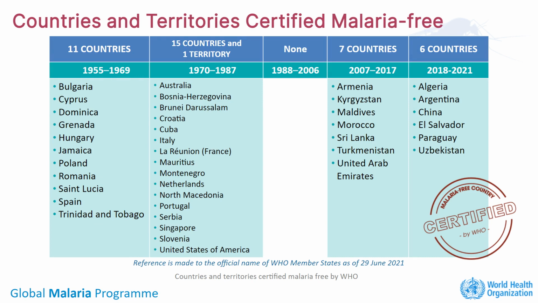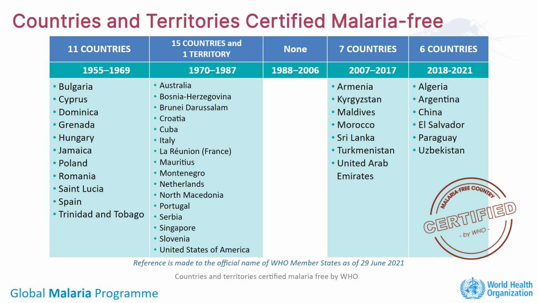This is an overview of countries and territories certified by WHO. Between 1955 and 2021, 40 countries and territories were certified as malaria-free and entered in the WHO official register. Reference is made to the official names of WHO member states as of February 2019. For example, the former Yugoslavia was certified in 1973, and the member states created following its breakup have inherited its certification status. No countries were certified between 1988 and 2006, as the certification process was discontinued.